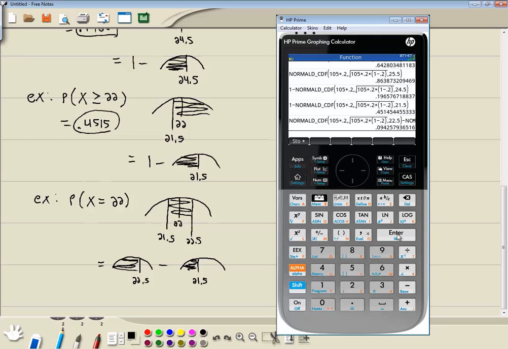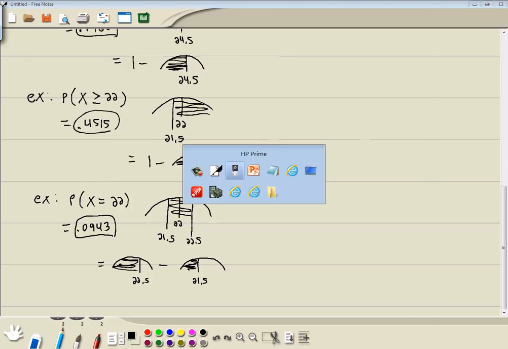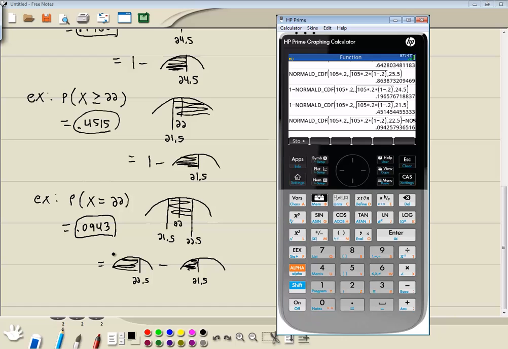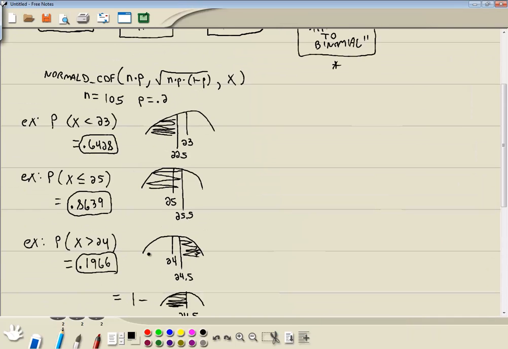And we get 0.0943. Let me double check that. Kind of got a little bit of headache.